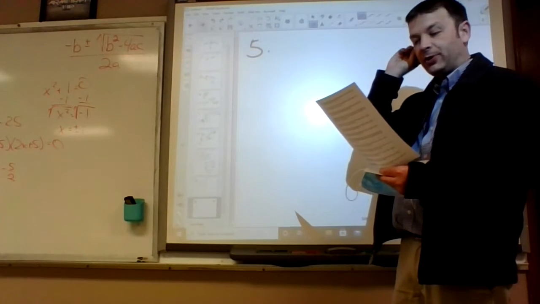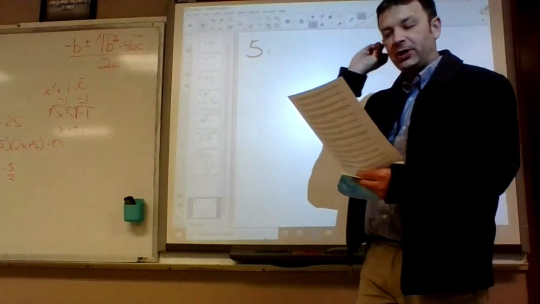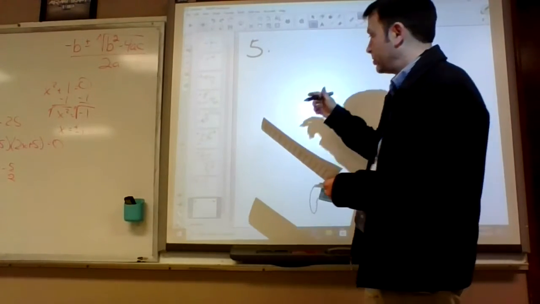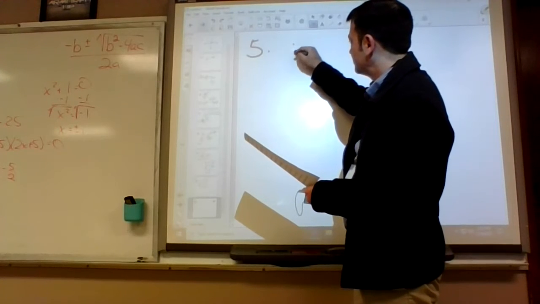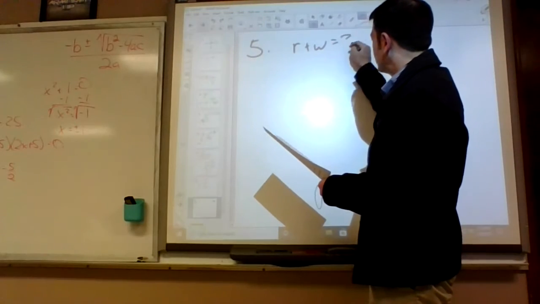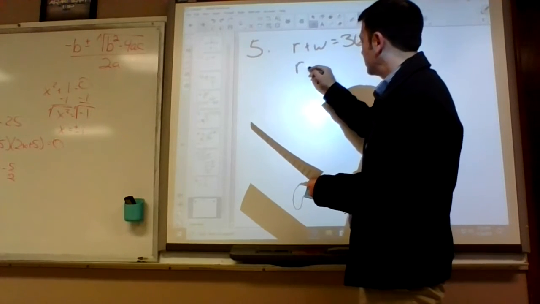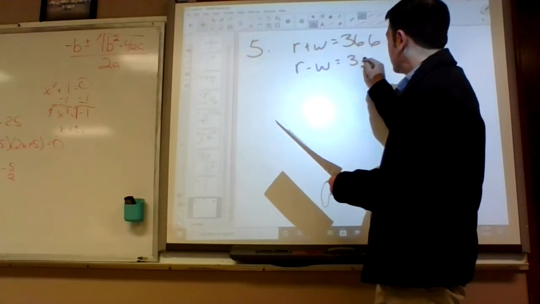Number 5, flying with the wind, a plane went 366. That's fast. So what would it be? I guess W equals 356. Flying against the wind, it went 350. That is extremely fast.